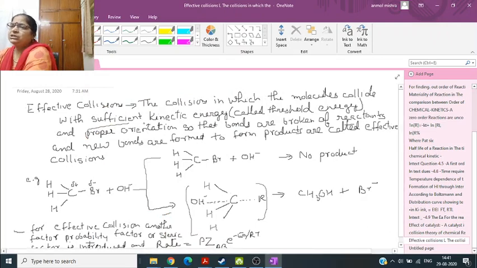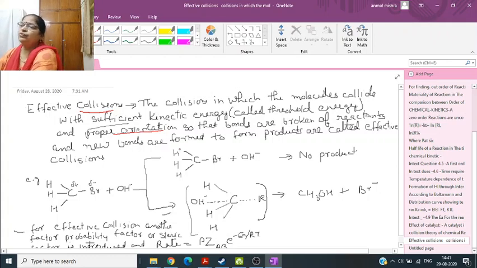Now effective collisions are those collisions which have sufficient kinetic energy, that is called threshold energy, and number two, proper orientation, so that the bonds of the reactants are broken and new bonds are formed to form products. These are called effective collisions. In organic chemistry, we have studied in the chapter haloalkanes and haloarenes that this is the example of SN2 mechanism, that is nucleophilic bimolecular substitution reaction.